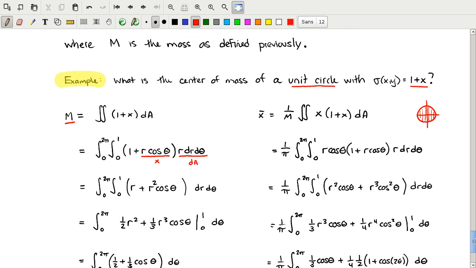On the other hand, the center of mass is a different integral. It's 1 over the mass of the double integral of x times the density dA. We already calculated the mass, so that becomes 1 over pi. And again, we parameterize this using polar coordinates. So 0 to 1, 0 to 2 pi of x times 1 plus x dA.